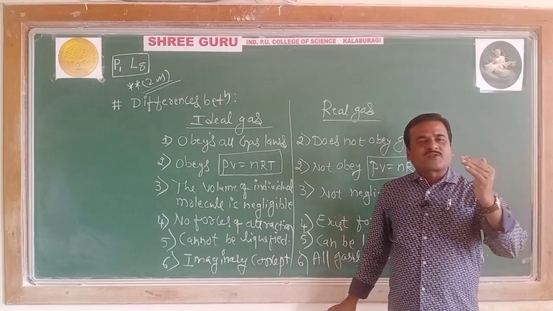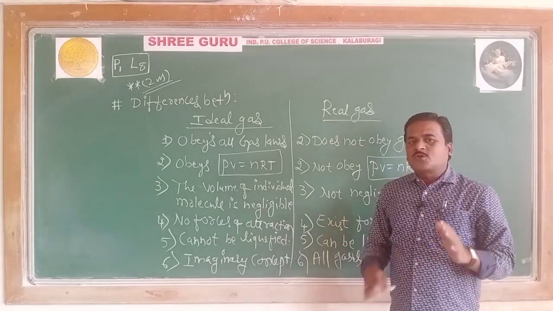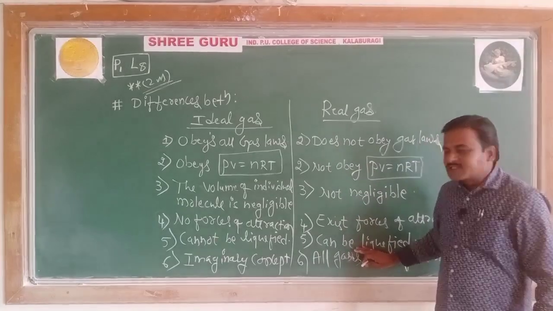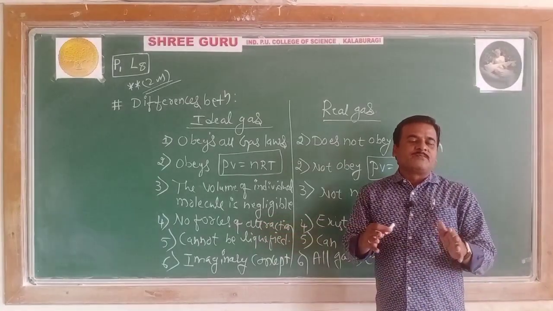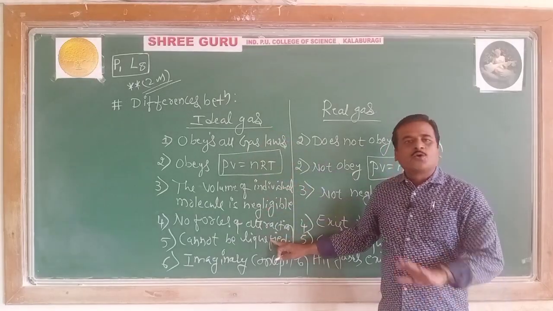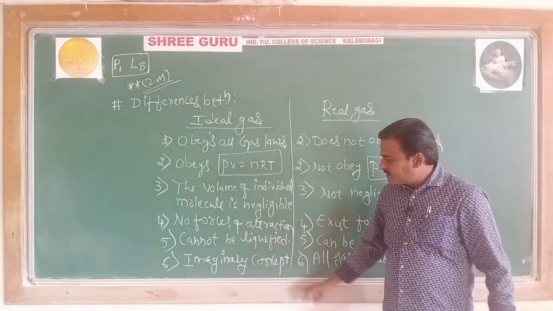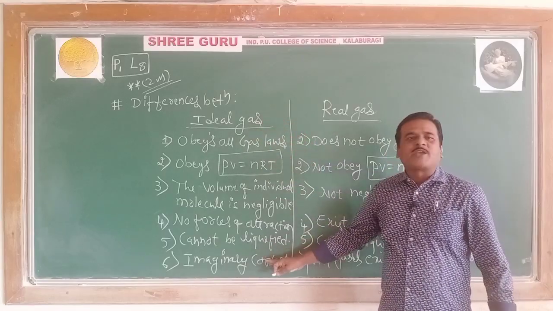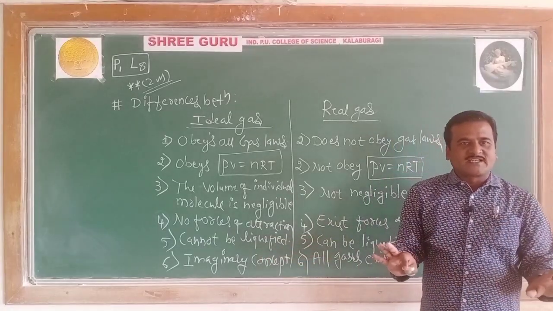You can liquefy carbon dioxide into a liquid, ammonia into liquid ammonia, sulfur dioxide into liquid sulfur dioxide. Real gases can be liquefied easily because of the existence of forces of attraction. Since there are no forces of attraction operating between the molecules of an ideal gas, those cannot be liquefied irrespective of the temperature and pressure conditions. Last point, the existence of an ideal gas is hypothetical, that means imaginary. No such gas exists in the universe.